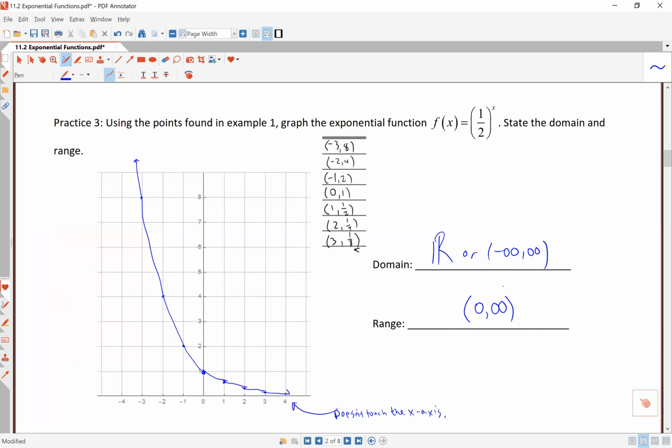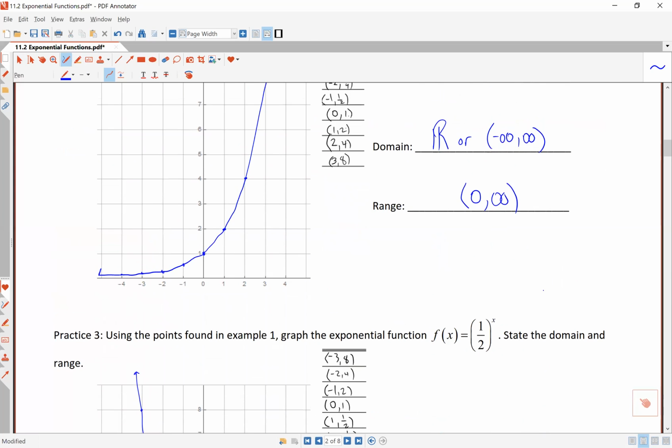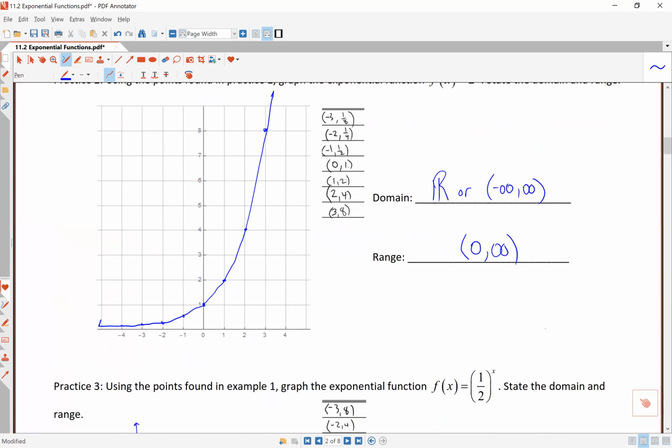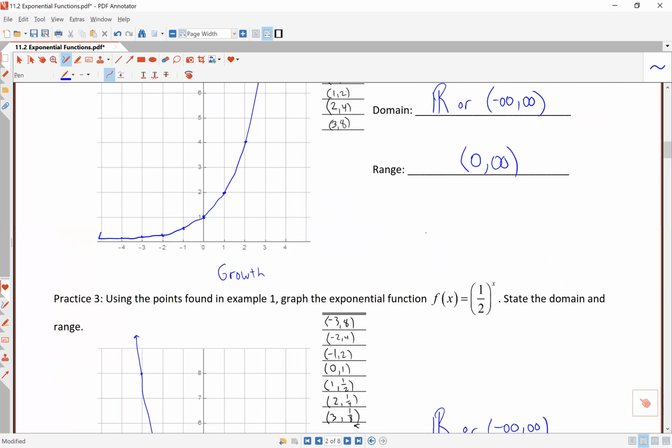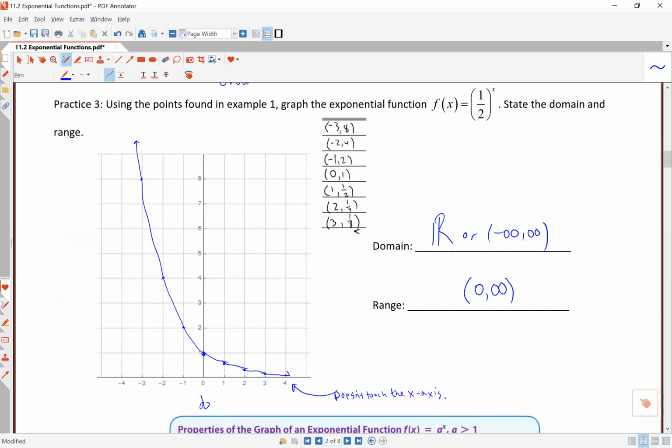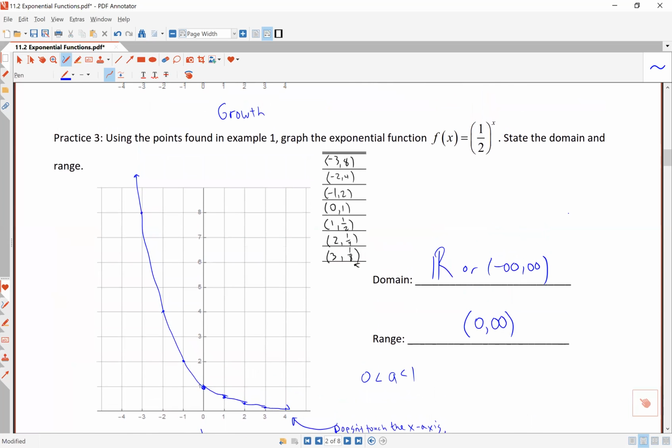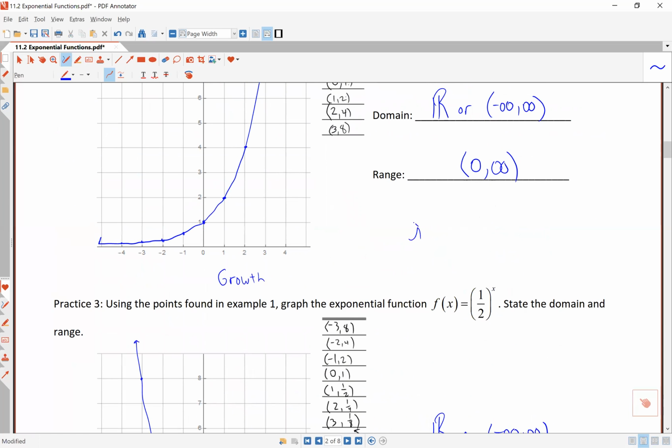But in comparison of the two graphs, we say that they are reflections, or one is reflected about the y-axis to obtain the other. We call this one growth because it's getting bigger over time. And we call this one decay because it's getting smaller over time. So we characterize all graphs in which the base is greater than 0 but less than 1 to look like decay. And if the base is greater than 1, its graph will be displayed by growth.